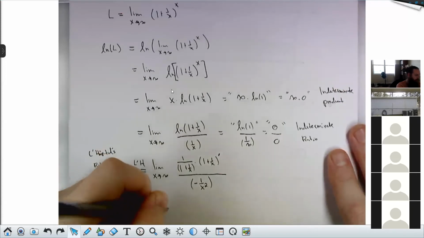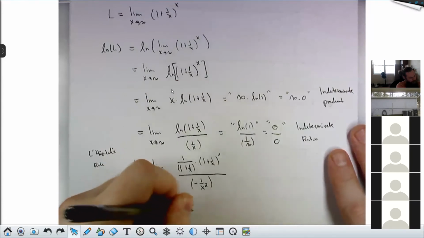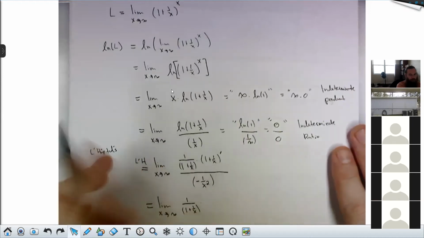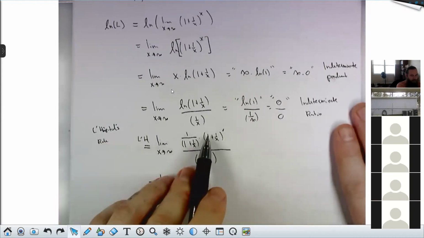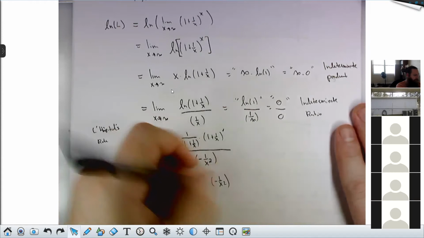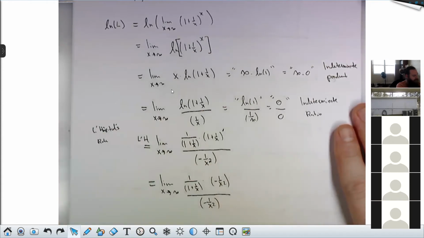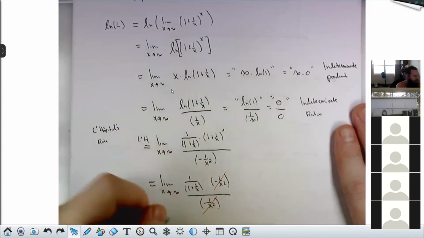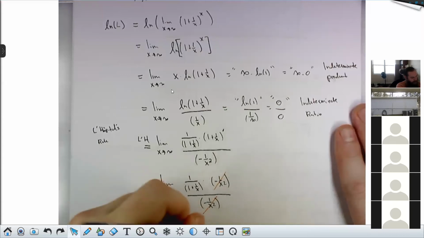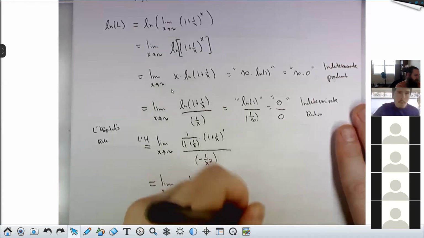So if we finish simplifying the top, I get 1 over 1 plus 1 over x times the derivative of 1 plus 1 over x. The 1 differentiates to 0. The 1 over x differentiates to negative 1 over x squared. And now we can cancel these guys, send x to infinity, and I get the limit as x goes to infinity of 1 over 1 plus 1 over x. Everything else is gone. That's 1 over 1 plus 0, which is 1.